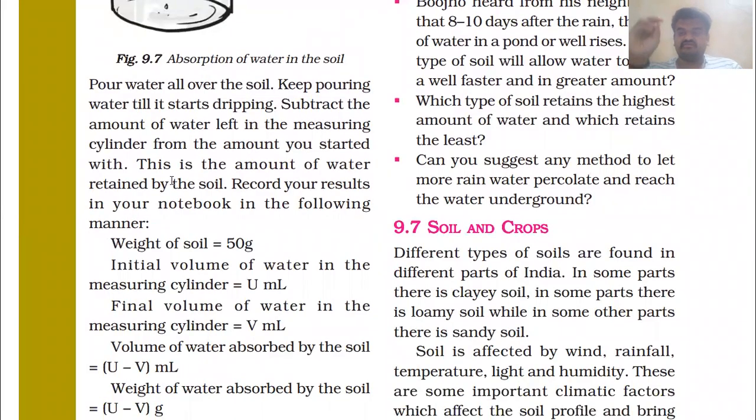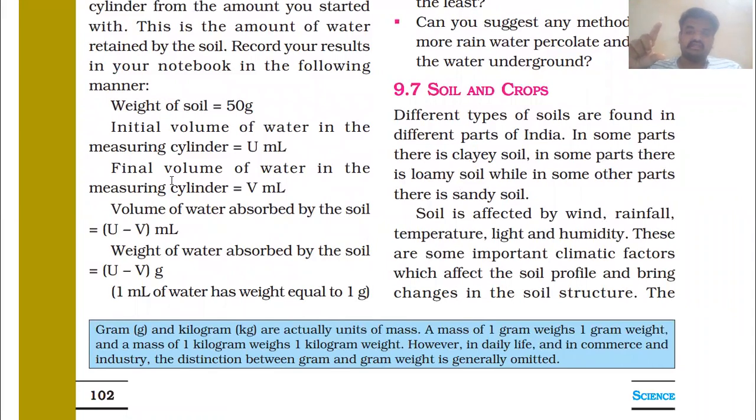First of all, weight of soil, let's say you have taken 50 gram. Initial volume of water in the measuring cylinder, let's say U ml. Final volume of water in the measuring cylinder, V ml. Now, the volume of water absorbed by the soil will be initial minus final, that is U minus V. If we want to convert this into weight, then the weight of the water absorbed by the soil is (U minus V) gram, since 1 ml of water has a weight equal to 1 gram. Simply, they have converted this volume into weight.